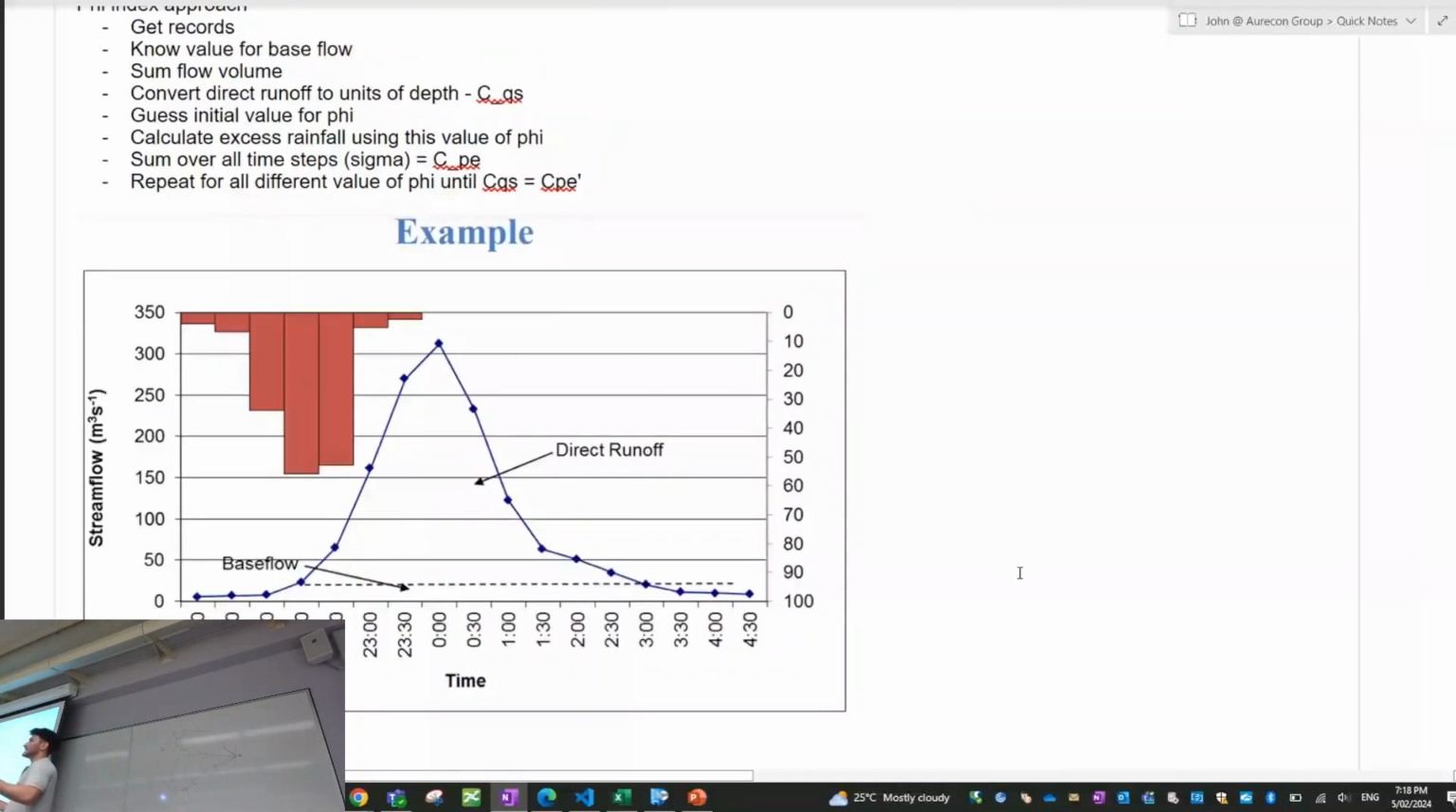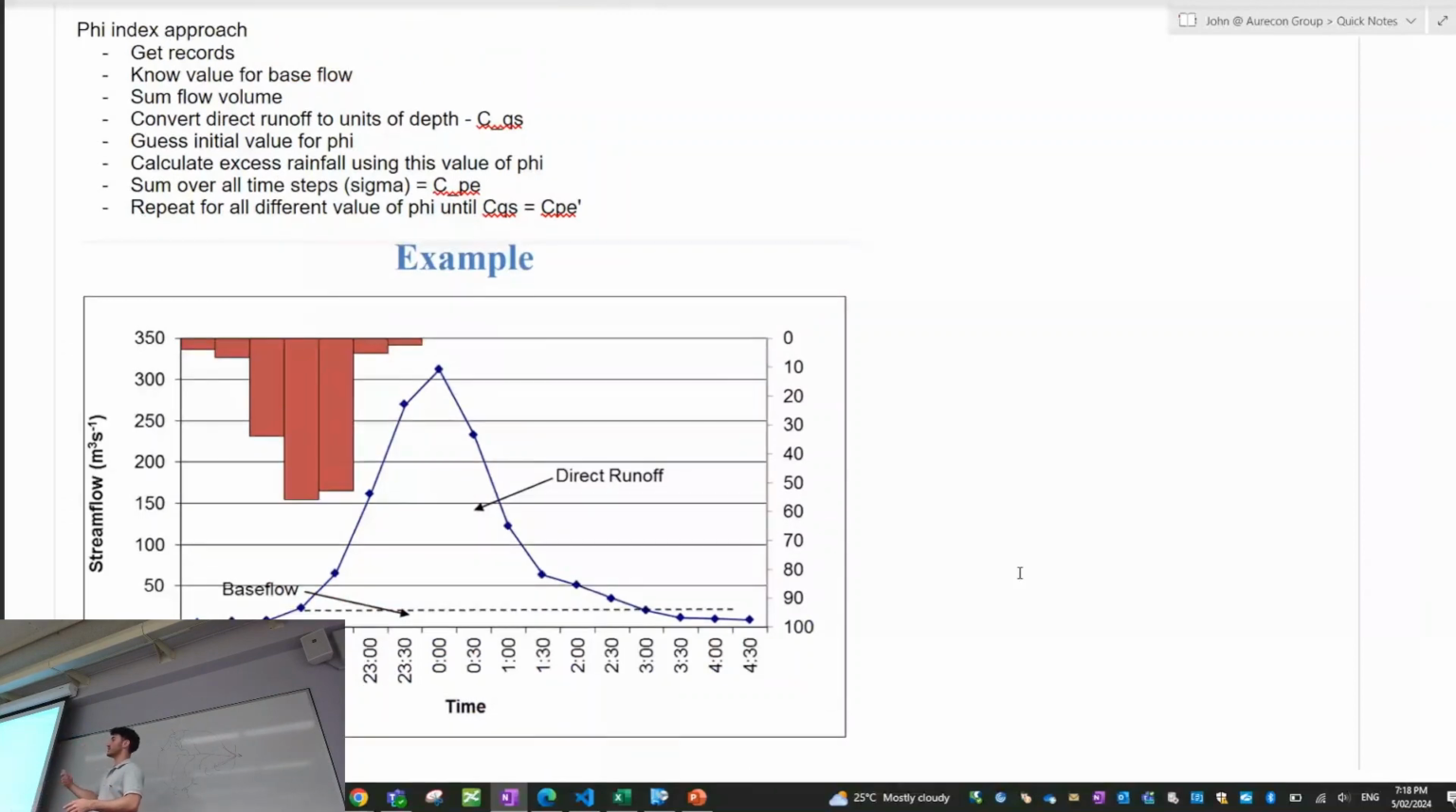So basically the phi index is your continuing loss. And a lot of the time we don't know what that is. Why? Because we can't go into the catchment and count the volume of every puddle, or how many leaves are on the ground, or how many trees we have and how much water the trees can absorb, right? So we have to calculate, or make an assumption of what that is. And there's a few steps to understanding what the phi index is.